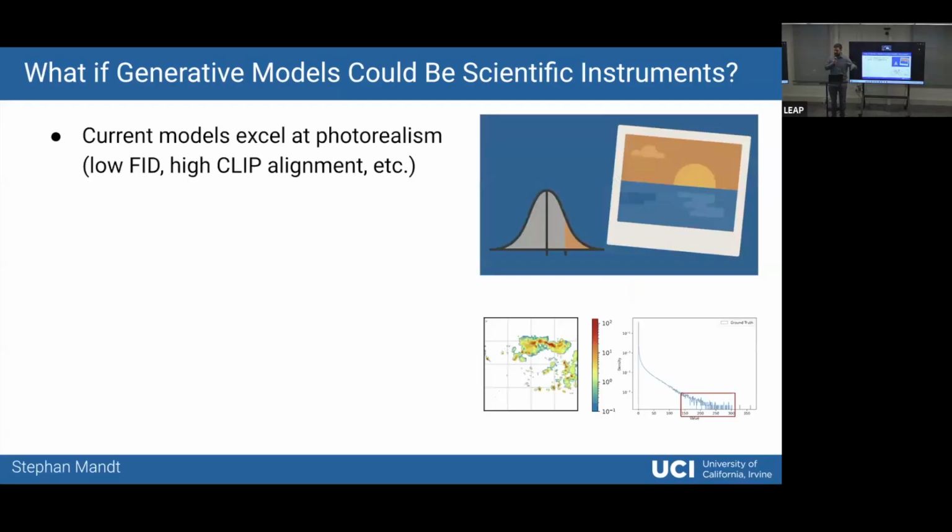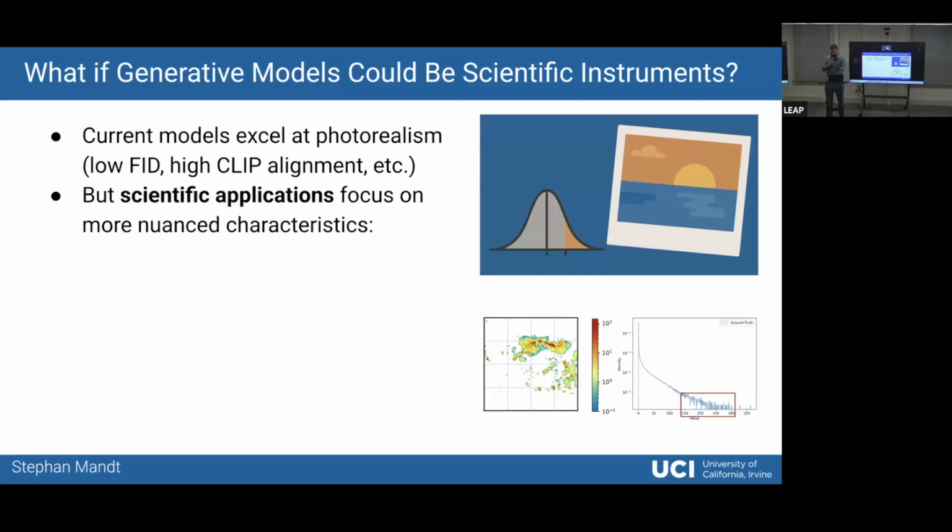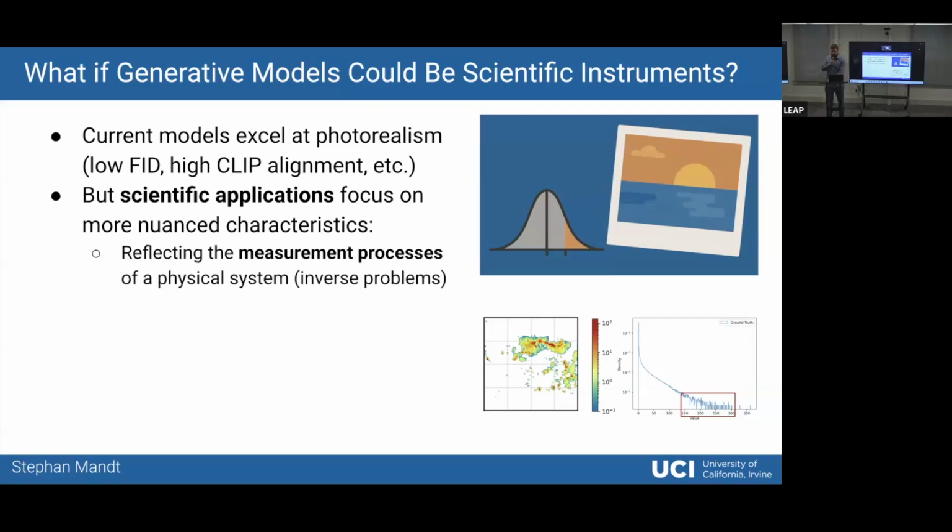To say the same thing in a little bit more detail, right? Current diffusion models largely focus on things like photorealism, which could be measured by MANDT scores, et cetera. But in science, for example scientific imaging, we oftentimes focus on other, more nuanced characteristics. For example, reflecting the measurement process of a physical system, right? If you could exactly model the microscope, or the telescope, or the measurement device that you use to record the data, can you then invert it exactly, or at least as good as possible, to ultimately reason about the underlying state of the world that you care about?